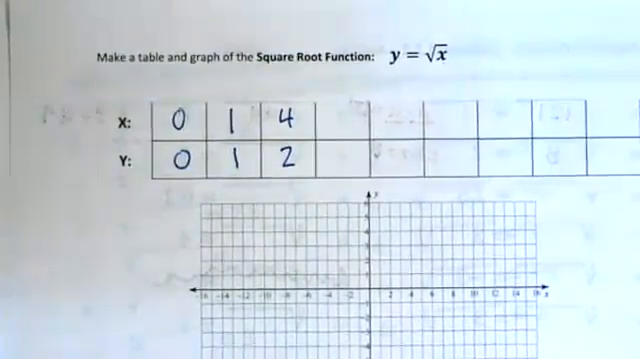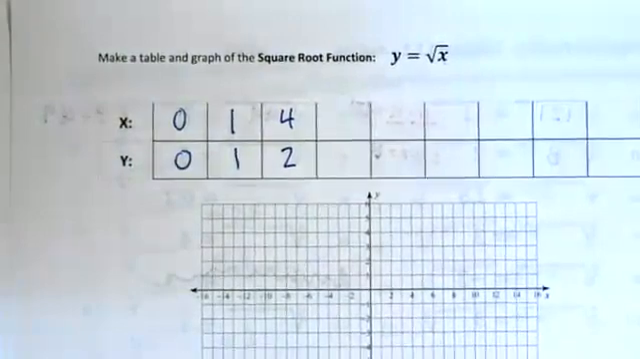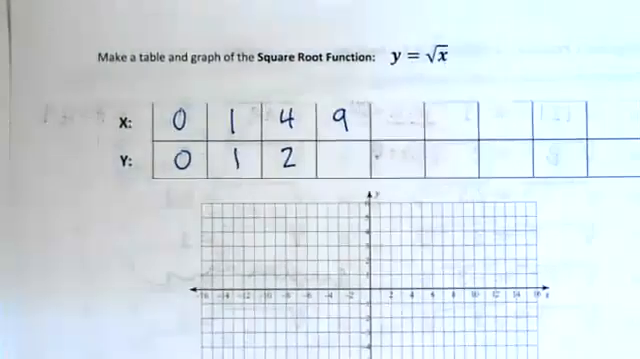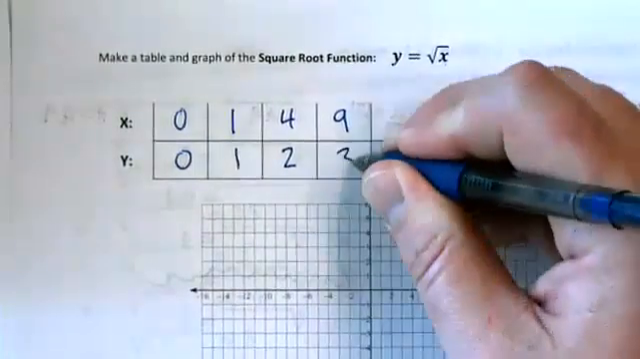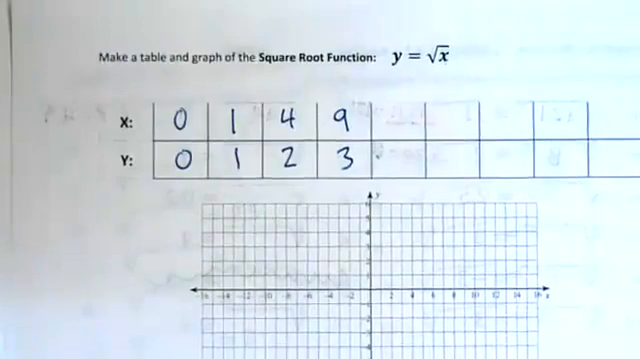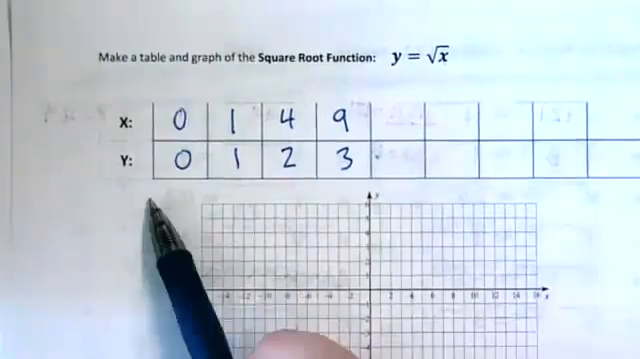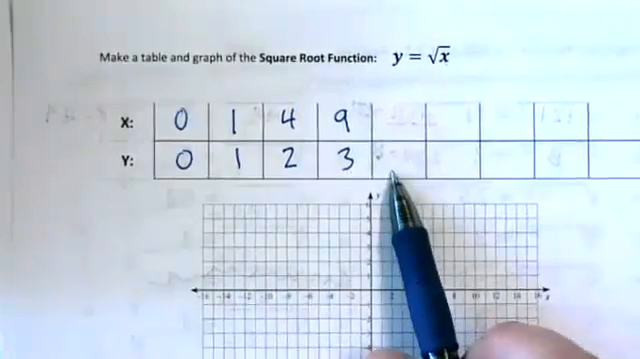So what would be next? What else could I take a square root of? That's 16 is going to be on our list, but there's something smaller between 4 and 9. What's the square root of 9? What multiplies by itself to give 9? 3. Are you noticing a pattern for our y's? 0, 1, 2, 3. What do you suppose the next one's going to be?